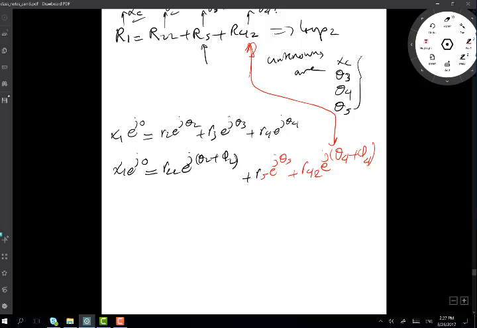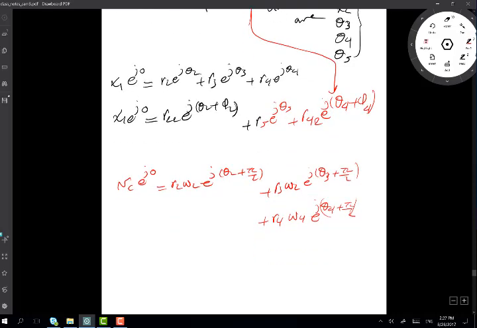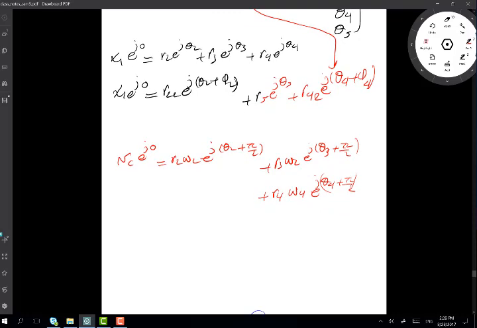So the first equation, when you differentiate that, you'll get VC e^(j0), and that's equal to R2 omega 2 e^(j(theta 2 plus pi over 2)) plus R3 omega 3 e^(j(theta 3 plus pi over 2)) plus R4 omega 4 e^(j(theta 4 plus pi over 2)), right? And then out of this, I can get 2 scalar equations in a second. And let's do the other equation as well.